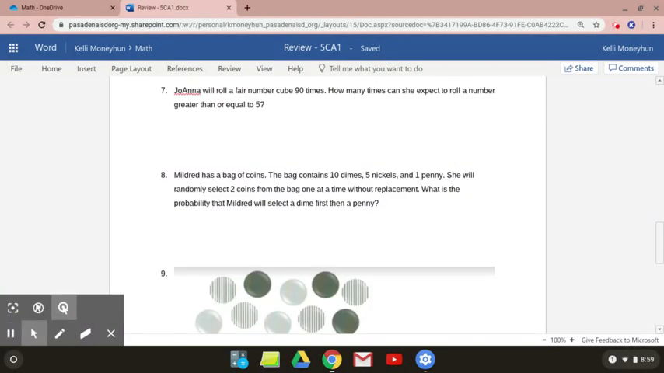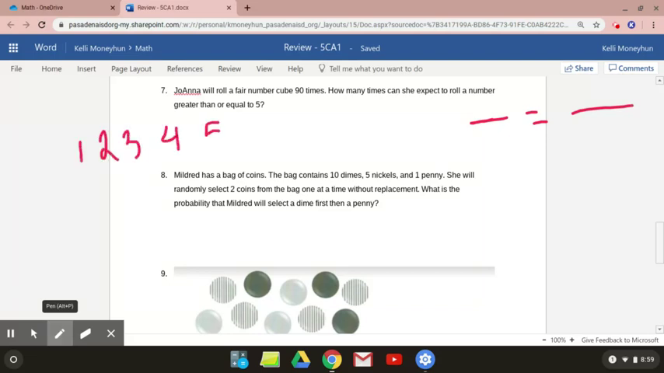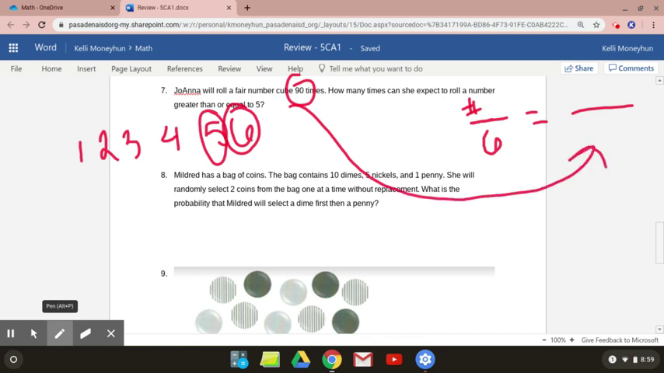All right, Joanna will roll a fair number cube 90 times. The number cube is the same thing as a regular dice. How many times can she expect? Expect means prediction. Prediction means proportion. How many times can she expect to roll a number greater than or equal to 5? So I'm going to write down all the numbers that are on the number cube or the dice. Circle the ones greater than or equal to 5. That's my number for top. My total is the total number of numbers on a dice, which is always 6. And then I need to plug in my new total and my X. Okay, don't forget when you have proportions, you're going to cross multiply and then divide by the number left over. Okay, pause and solve.